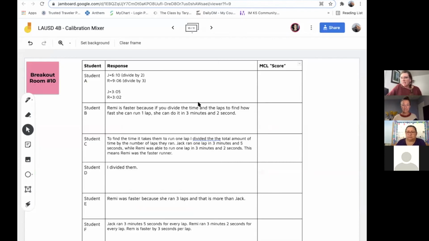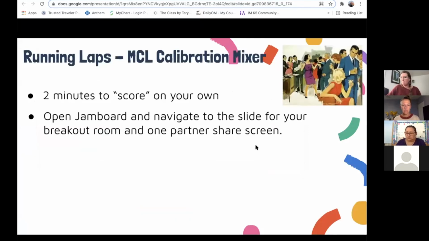A Jamboard like this, where you're going to chat with a partner and just drop a score into one of these columns. Like, okay, we think this was a certain score. And these scores are not hard and fast.